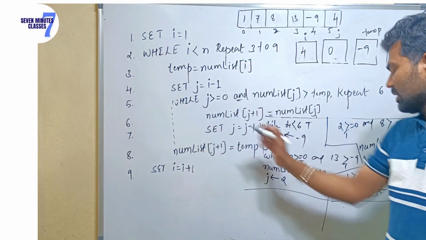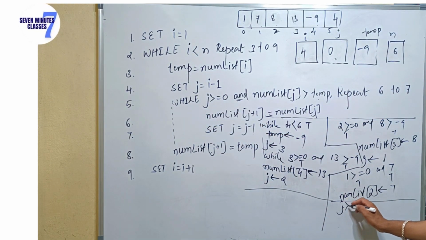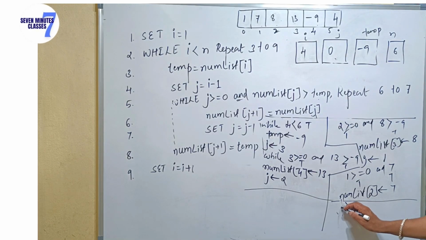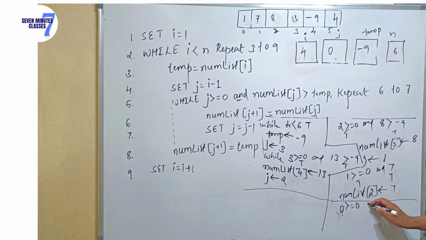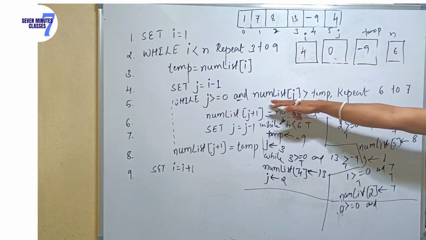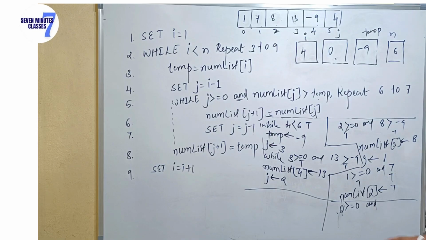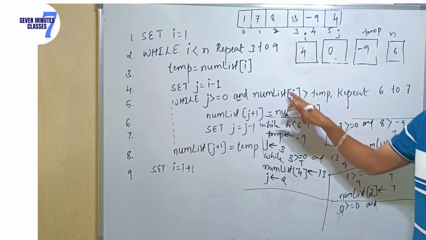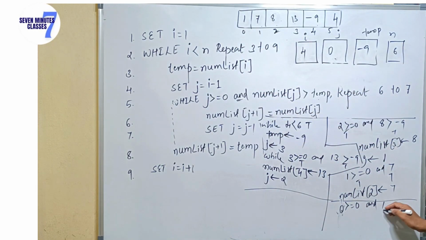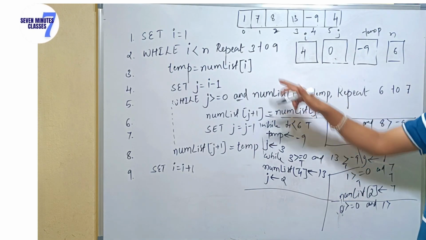While this one, j is greater than or equal to 0. What is the value of j? 0. Means 0 is greater than or equal to 0. Yes, it is true. And num list of j. What is num list of j? That is num list of 0. What is num list of 0? 1. 1 greater than. Look at this.